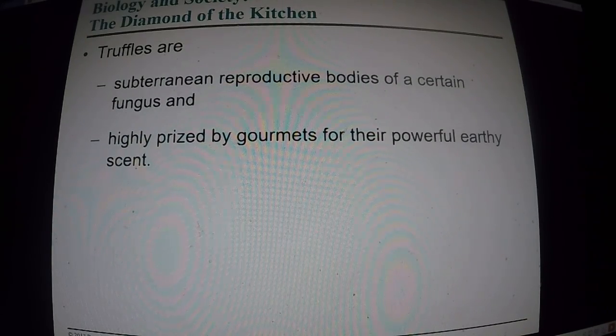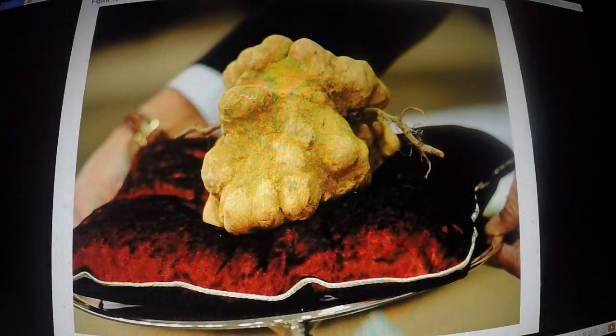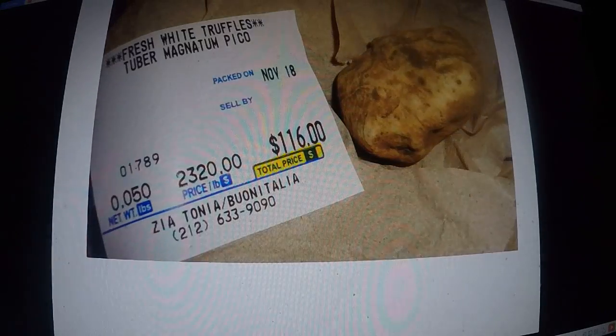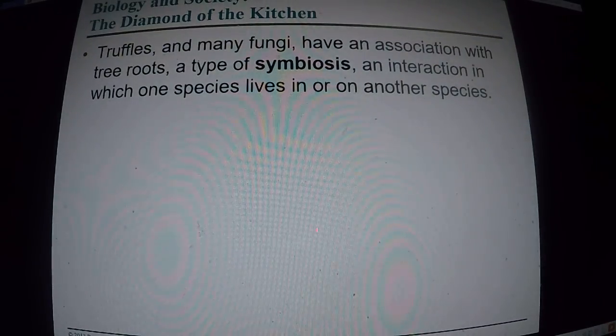Truffles, ever hear of truffles? Subterranean reproductive bodies of certain fungus, highly prized by gourmets for their powerful earthly scent. Probably the reason a lot of us have never seen any truffles is because of the price, $116 for 0.05 pounds. Not bad.